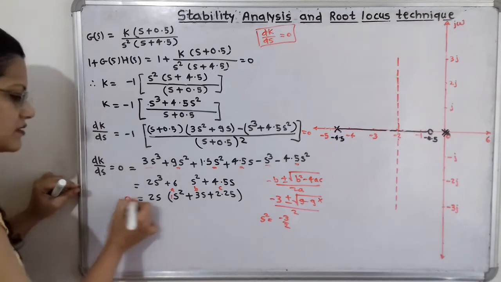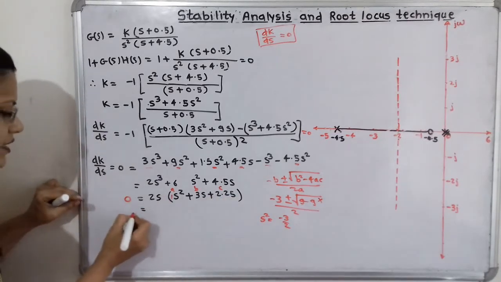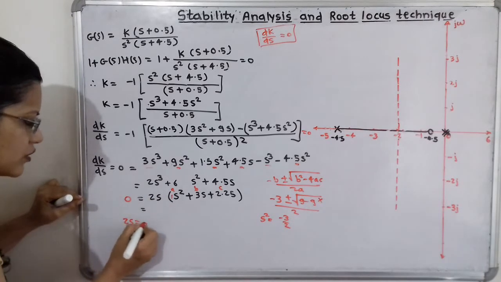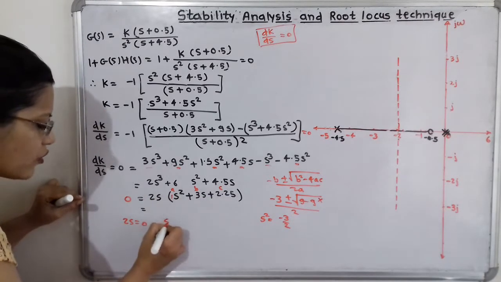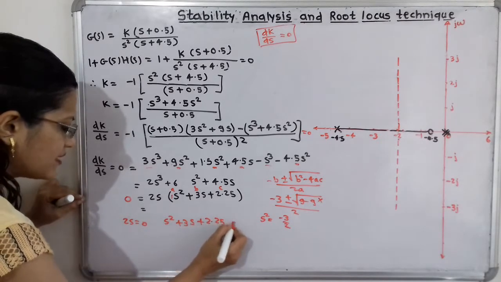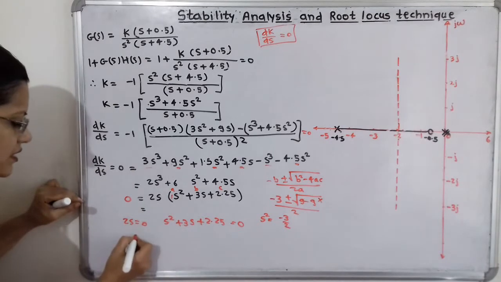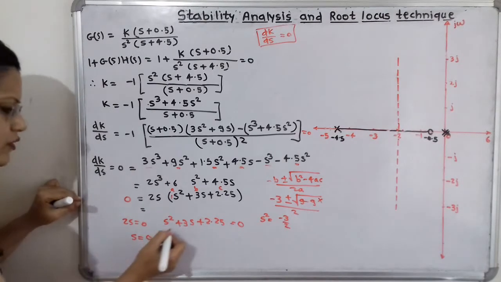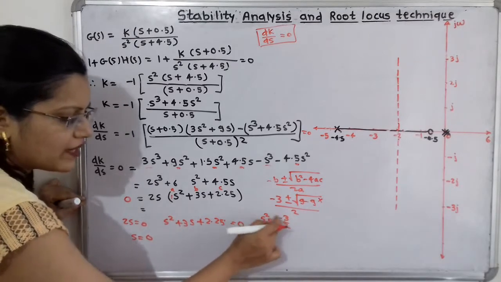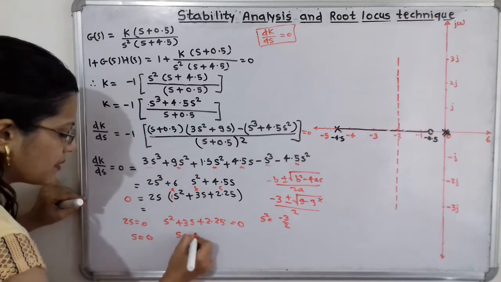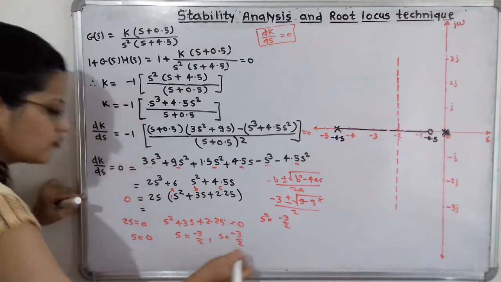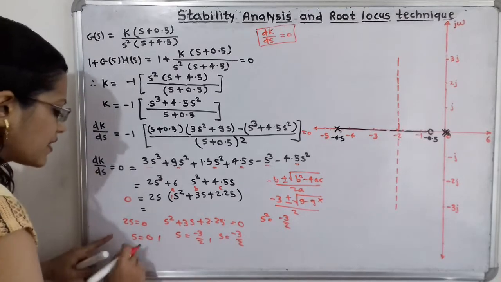Suppose I take this equation as 0. Then here the answer is, if I take 2s equal to 0, and if I take this bracket, s square plus 3s plus 2.25 equal to 0, then what is the answer here? One root is s equal to 0, and for the other roots we have to take s equal to minus 3 by 2, and s equal to minus 3 by 2. So we can say that these are the three roots.